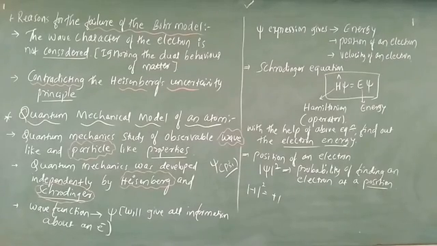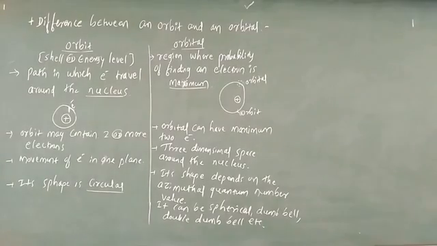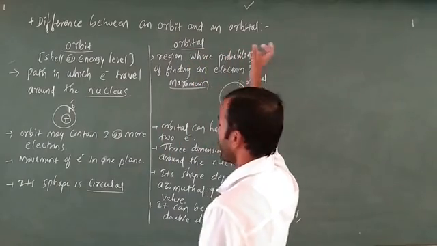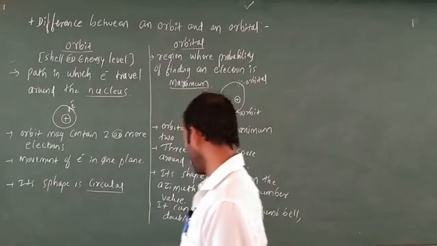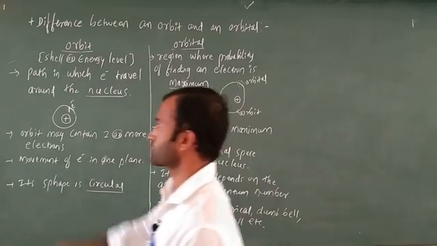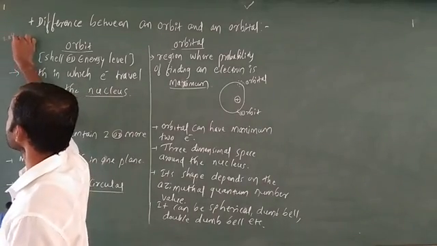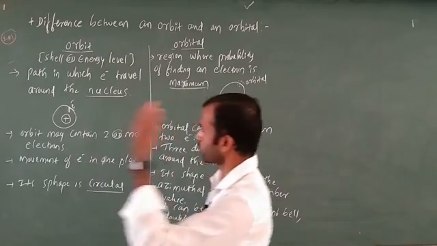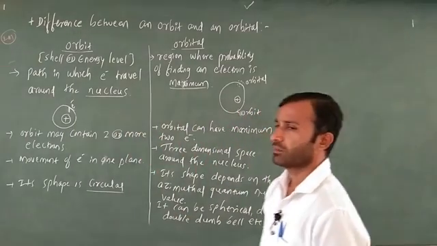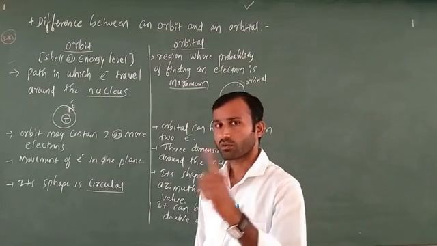Okay, is it clear? Okay friends, the next point is the difference between an orbit and an orbital. This is also most important. They are going to ask a 2 marks question for theory. That time you have to write the difference between orbit and orbital. Bear in mind, orbit is different, orbital is different.